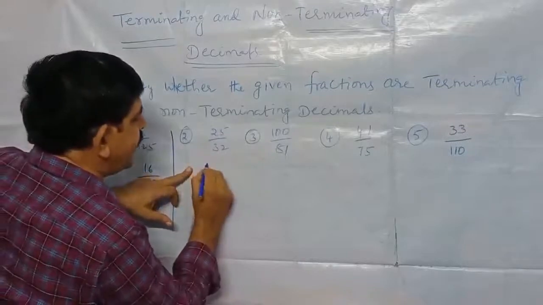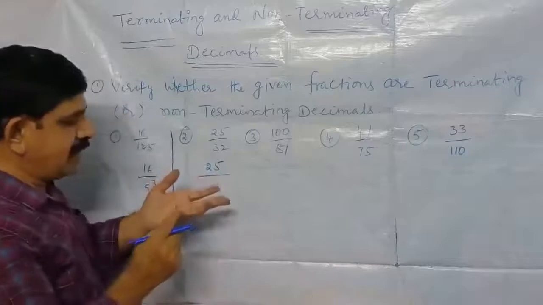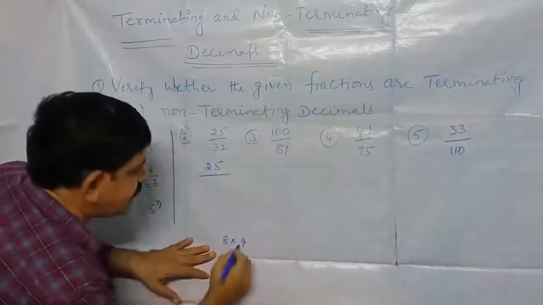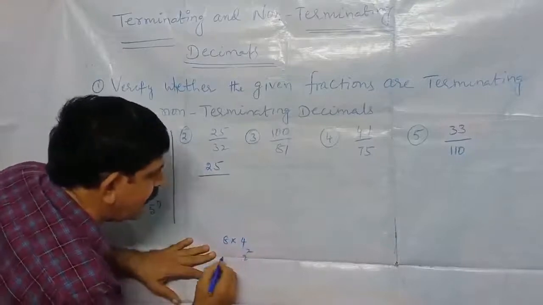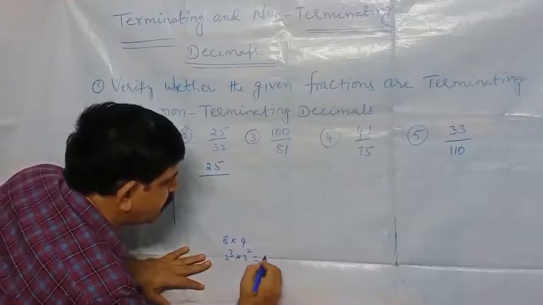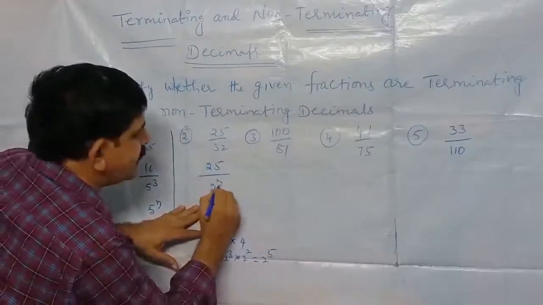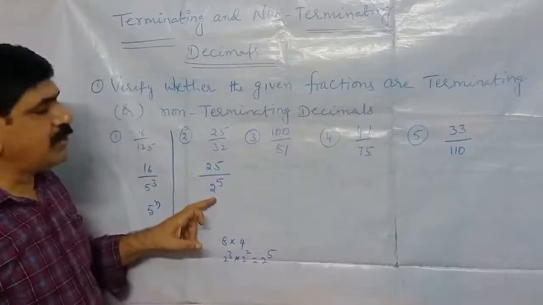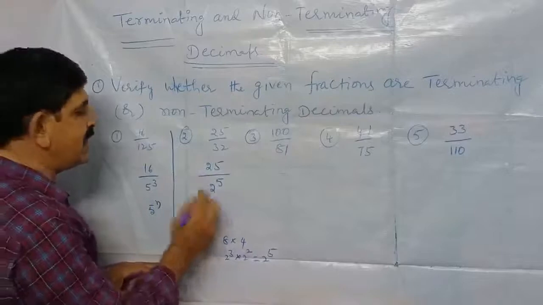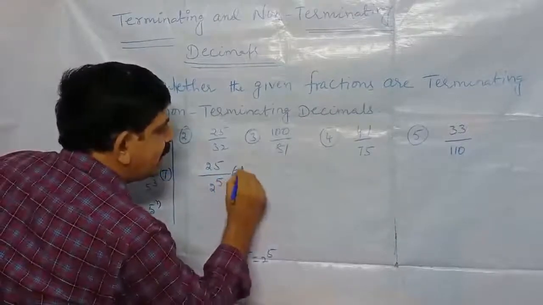So 25 by 32, 8 4s are 32. Next, 4 can be written as 2 square and 8 can be written as 2 cube. 2 cube into 2 square is 2 to the power of 5. So the denominator is in the form of 2 to the power of m. So therefore this is a terminating decimal.